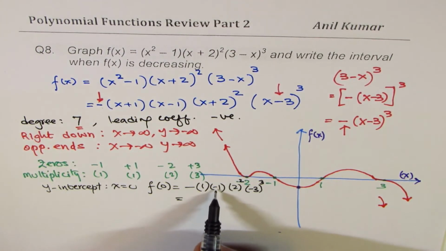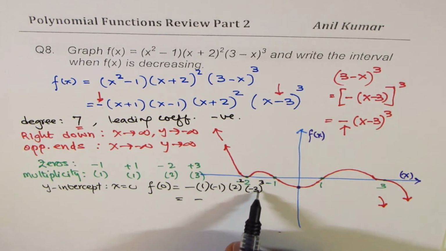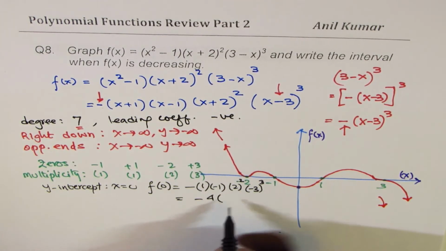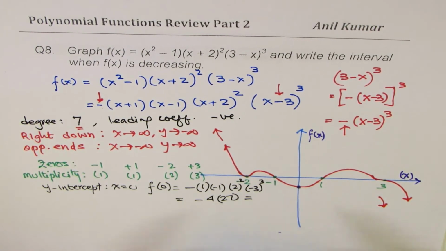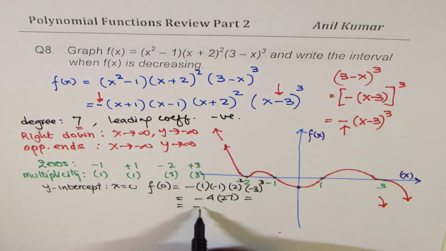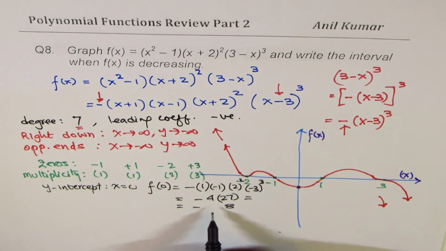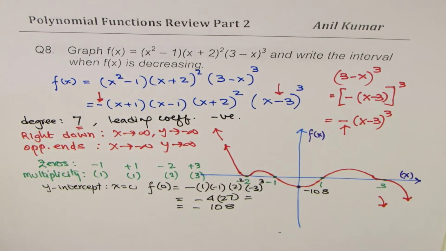So minus and minus makes it positive, this minus makes it negative. 4 times 3 cube, so we get 4 times 27, right? So that becomes the y-intercept, which is equal to minus 4 times 27, which is 108. So minus 108 becomes the y-intercept for the given case. So I hope it is absolutely clear how to sketch a polynomial.